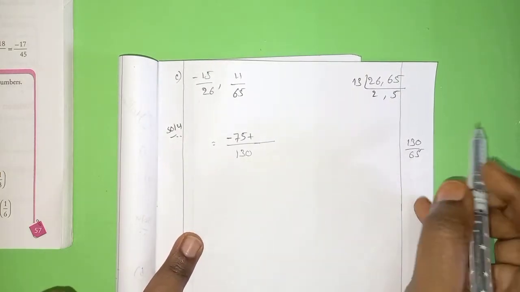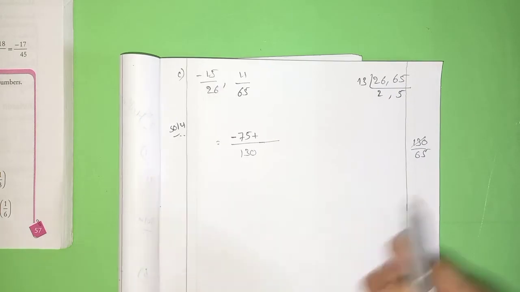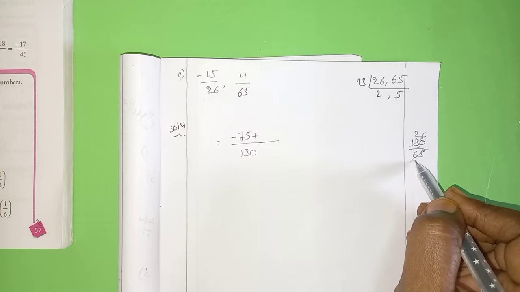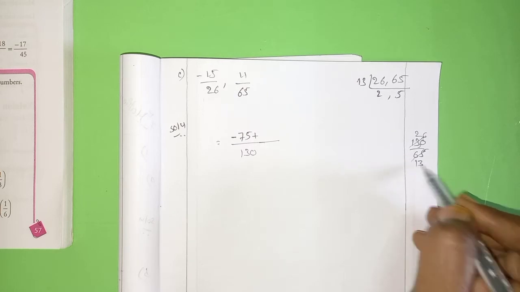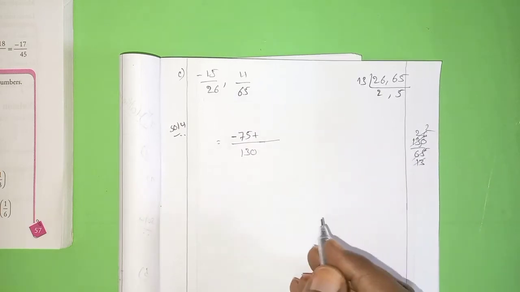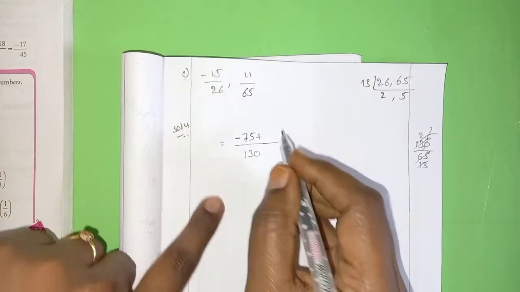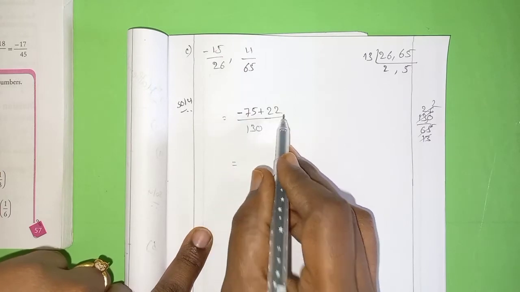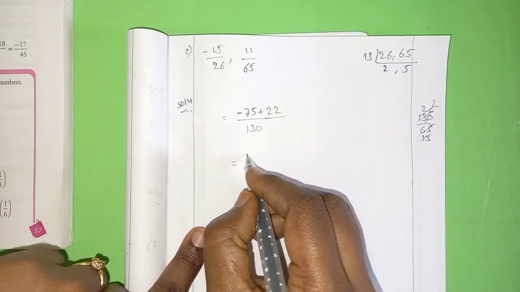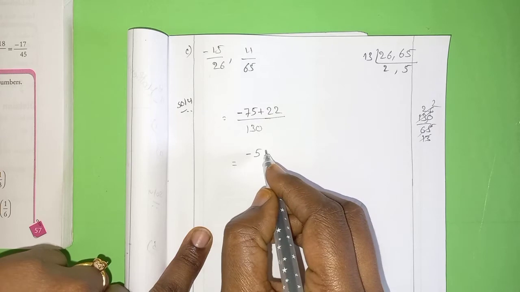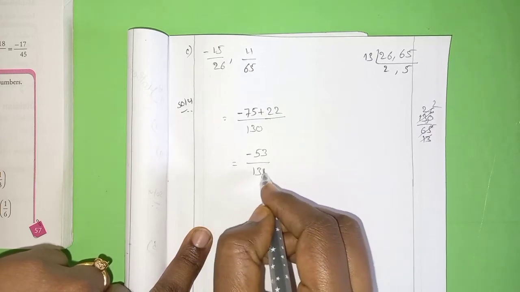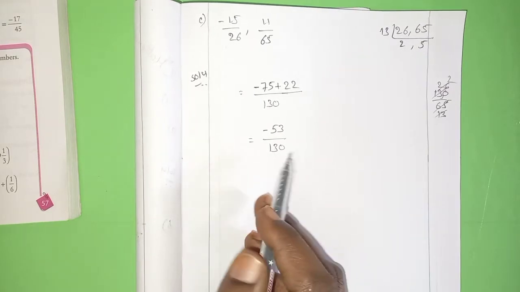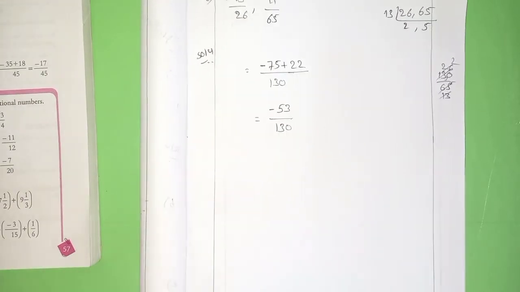130 divided by 65. 5 twos, 5 ones, 5 threes, 13 twos. So 65 twos are 130. 2 into 11, 22. Now 75 minus 22, 53 divided by 130. Minus 53 by 130.